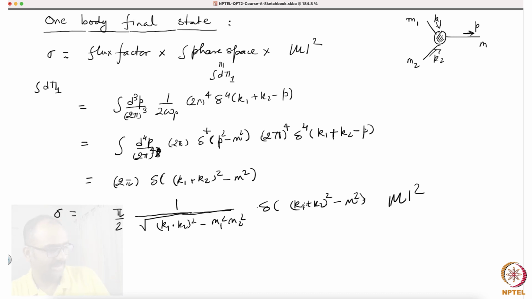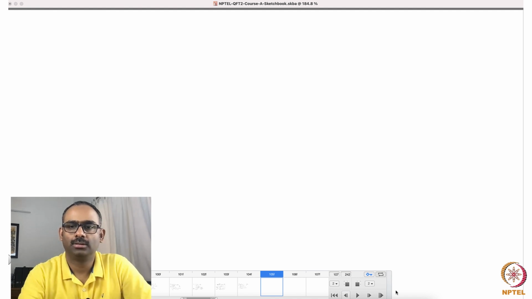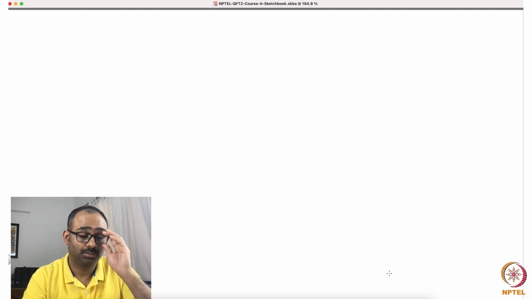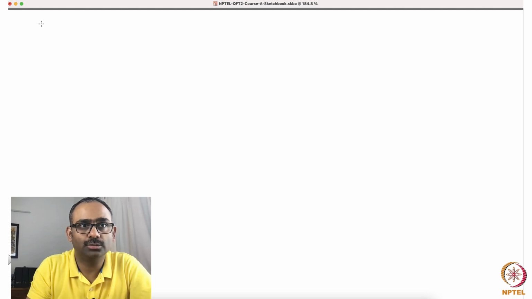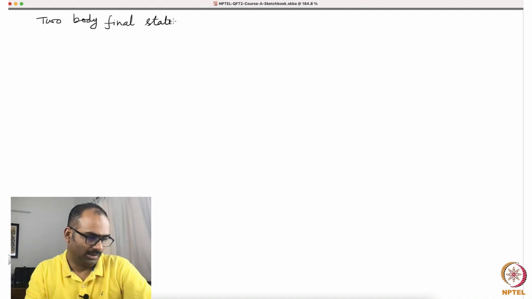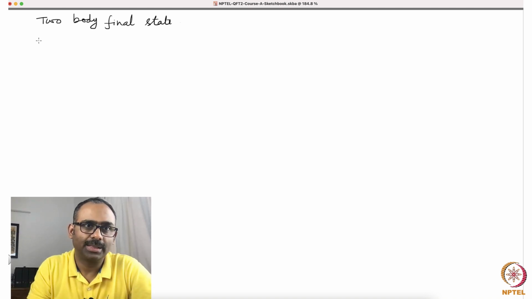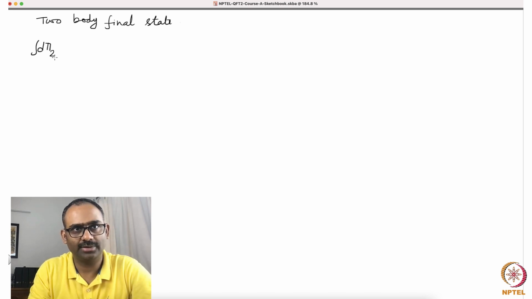Okay, so next we will take a two-body final state. Let's look at the two-body final state. So what's the phase space? I'm going to denote it by d pi 2. The 2 refers to the two body final state.